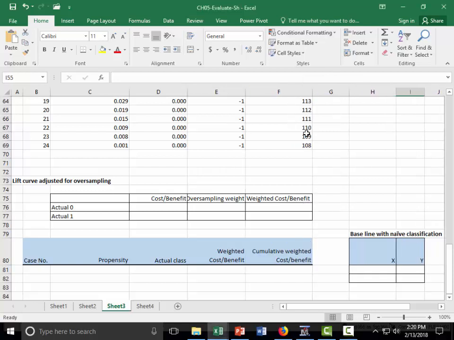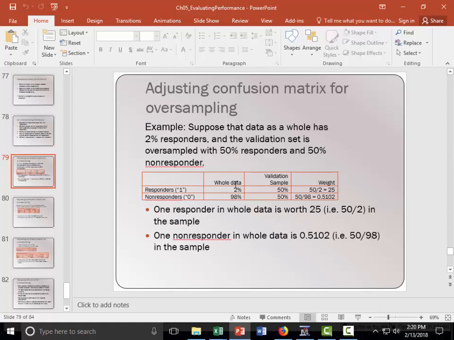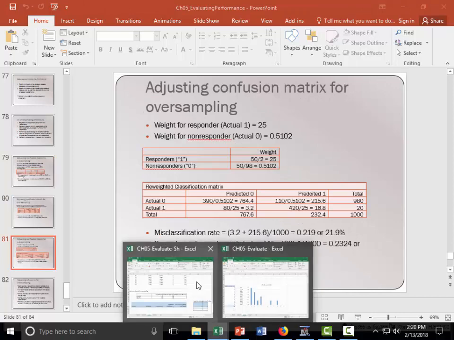Okay, so now we're going to assume that the actual 0 cost is -3, and actual 1, the benefit, is 50. Suppose the oversampling weights are 0.6 and 20. How are these weights computed? That's what we looked at in the PowerPoint. You look at the actual percentage of respondents and non-respondents, divide that into the proportion of respondents and non-respondents in the validation set. That gives us the weight, and you use that weight here.